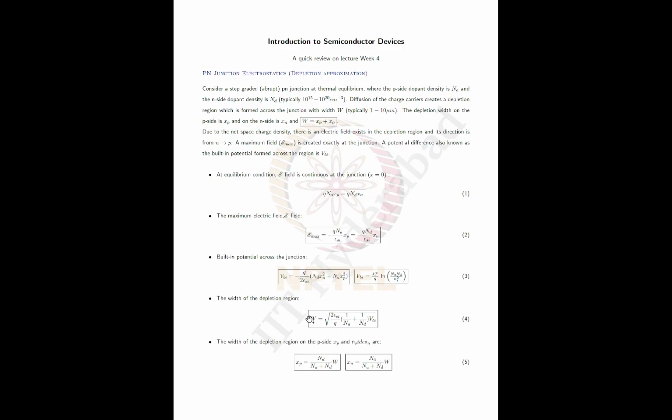The width can be calculated from Vbi as the square root of 2 epsilon Si by q times 1 by Na plus 1 by Nd, or you can multiply this, and it becomes Na Nd upon Na plus Nd into Vbi. Then individually, Xp equals Nd upon Na plus Nd times W, and Xn equals Na upon Na plus Nd times W.